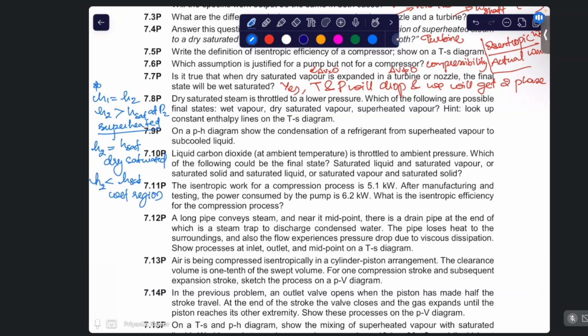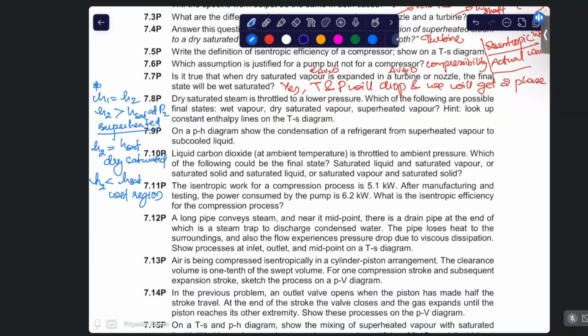Then, on a pH diagram, show the condensation of a refrigerant from superheated vapor to subcooled liquid. So you have to draw like, superheated region will be right of the saturated vapor line. Then a line will be crossing the two-phase dome, which will be showing condensation from 100% vapor to 100% liquid. Then further cooling below saturation temperature at that pressure into subcooled liquid region.